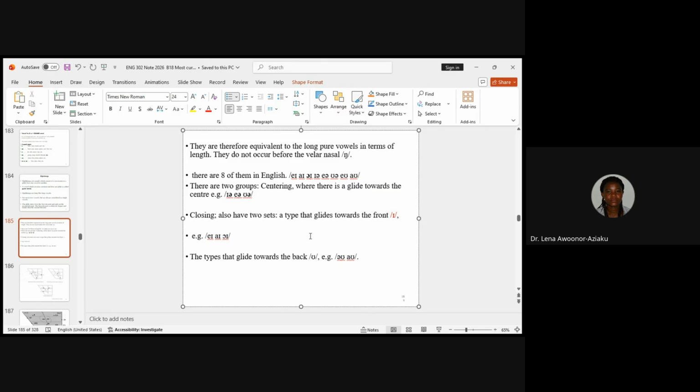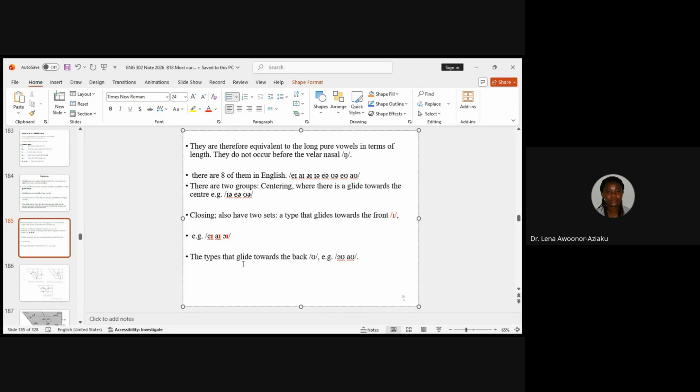I'm showing the symbol now. These are closing diphthongs. You see that each of these ends on the kit vowel. None of them ends on the other symbol. So if you are writing the symbol and you replace this with that, I'll mark it wrong for you, because that's not what I'm teaching you.